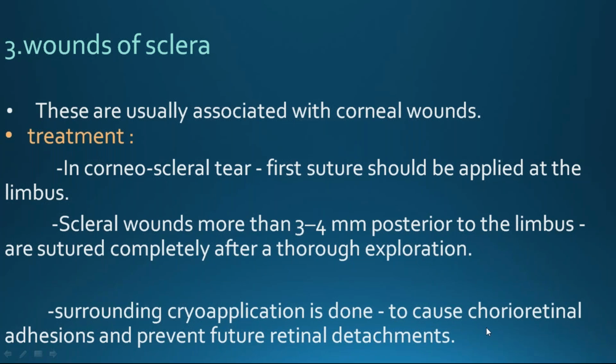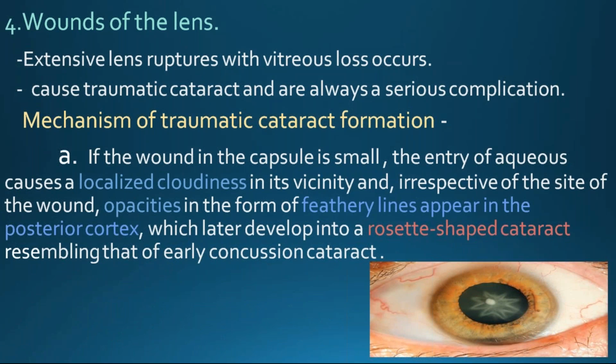Surrounding cryo application is done to produce chorioretinal adhesions. You have to apply cryo for chorioretinal adhesions to prevent further retinal detachment. Extensive lens rupture with vitreous loss occurs. Traumatic cataract is always a serious complication.